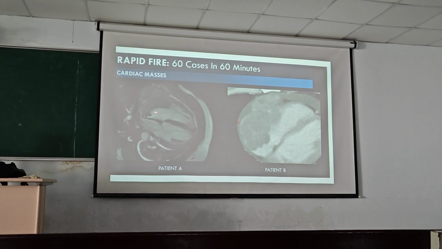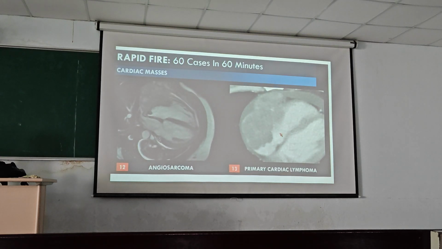And then you see the mass here in the right atrium with pericardial effusion right here. Angiosarcoma. So this is another case of angiosarcoma, and this is another thing that we think of like infiltrated mass in the heart is lymphoma, cardiac lymphoma. It's one of the more common malignancies in the heart.